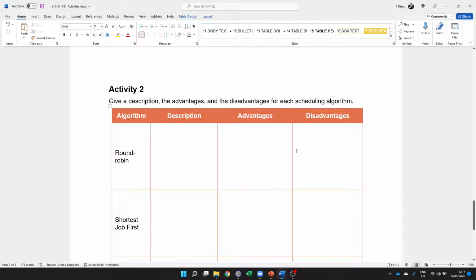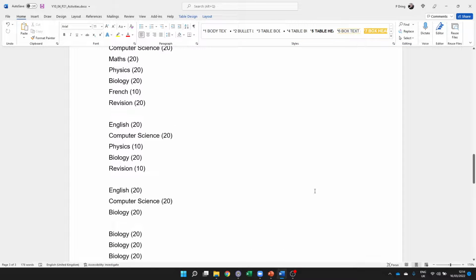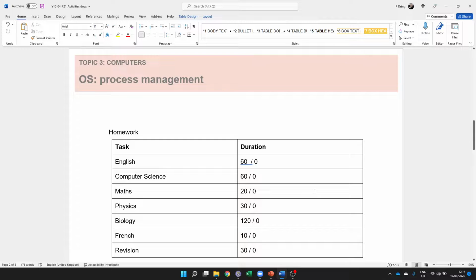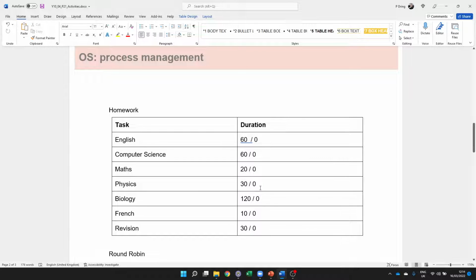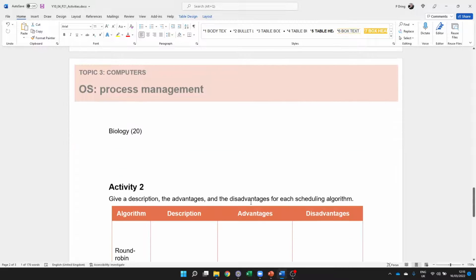And another one is, well, it takes no urgency into account. As in, if you've got a big deadline, let's say the biology is going to take 2 hours, but it's due tomorrow. Well, if you do round robin, you're probably not going to get it done by tomorrow. So you want to prioritize in terms of what's urgent. But it is fair and it is simple.